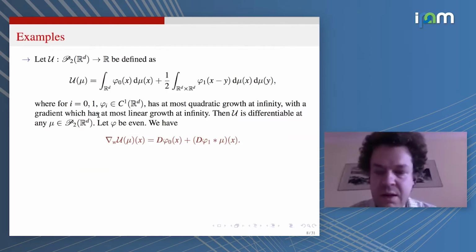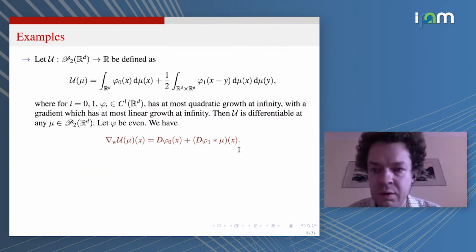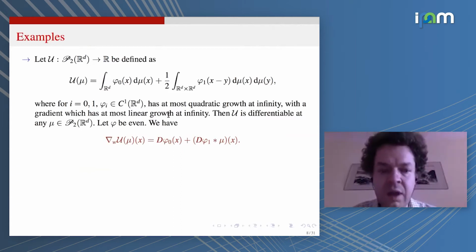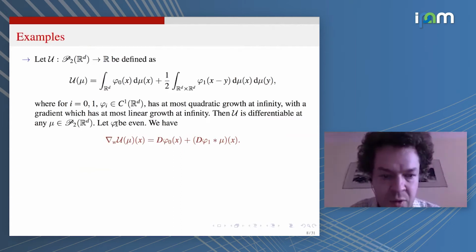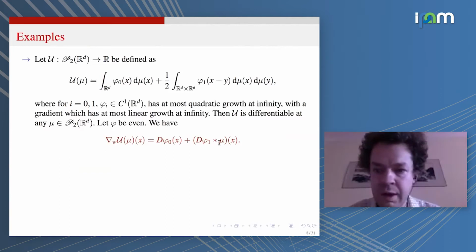So if they are C1, the function will be also C1 with respect to this differentiation that I described. And the Wasserstein gradient will be the gradient of the potential plus the convolution of the gradient of phi1 with the measure, provided that we have, so there is a typo, phi1 should be even here. If not, you have to work a little bit more to find this gradient. If you have the even property, then you have some simplification.